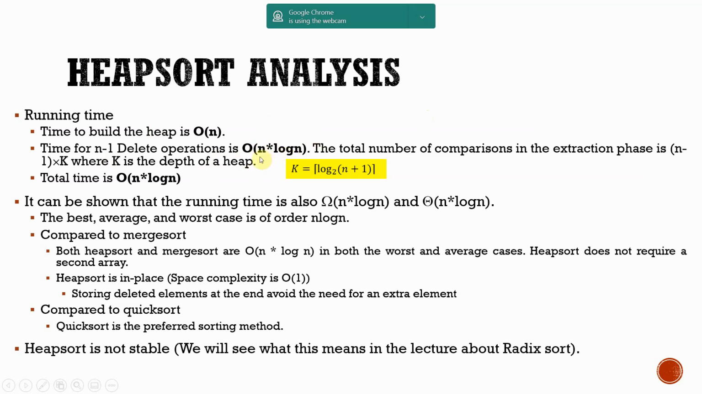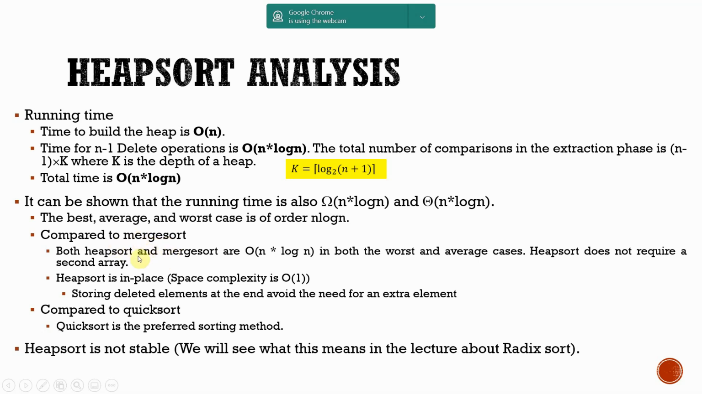So the big O notation of the extraction phase is O(n log n). And n log n is more dominant than n, so the total time is O(n log n). This is the worst case scenario. It can also be shown that in the best case scenario and in the average case, it's also n log n. The time complexity of heap sort is n log n.